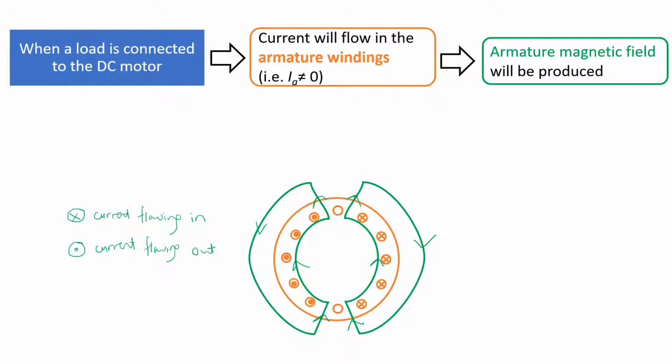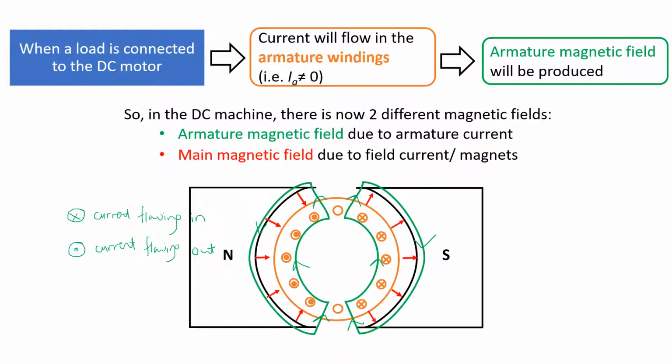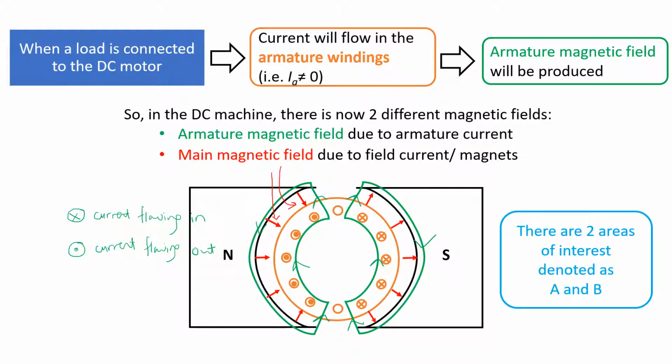So when we put it all together, in the DC machine there are now two different magnetic fields. The armature magnetic field due to the armature current, as shown by the green lines in this figure, and the main magnetic field due to the main field currents or magnets, which is shown by these red arrows. Now, when we have two magnetic fields inside the machine, some interesting things would start to happen, and we can see this in the two areas of interest in this figure denoted as A and B.